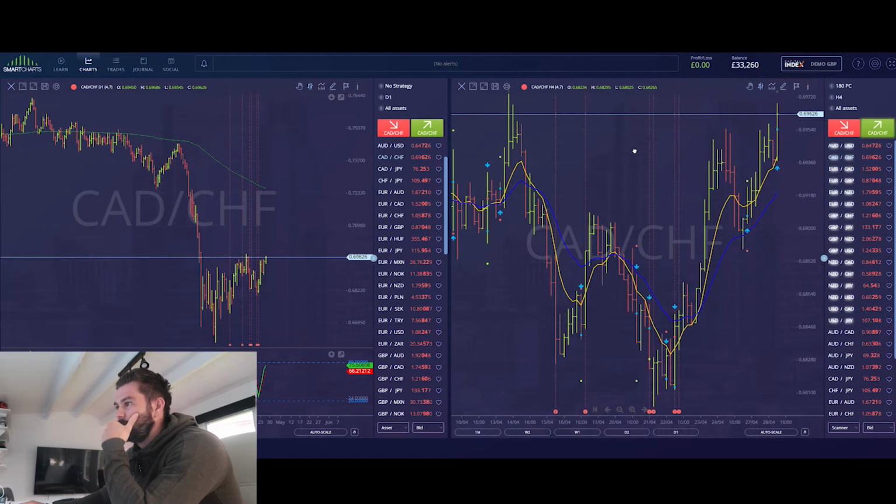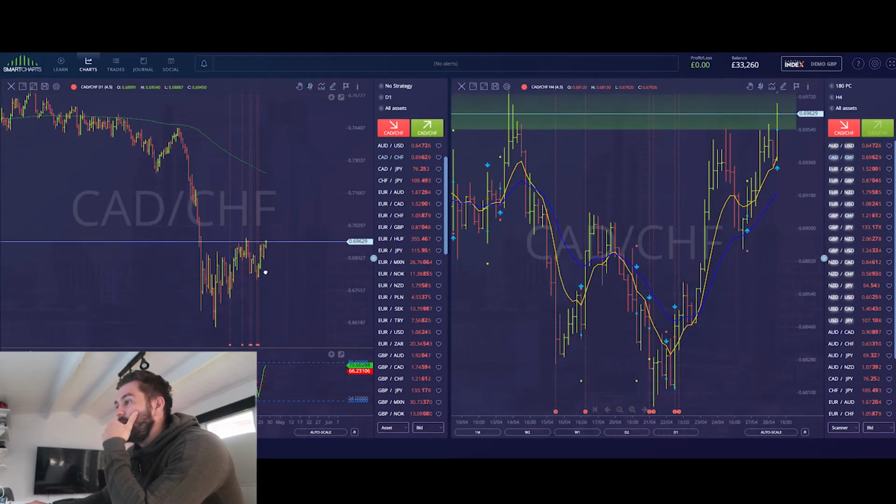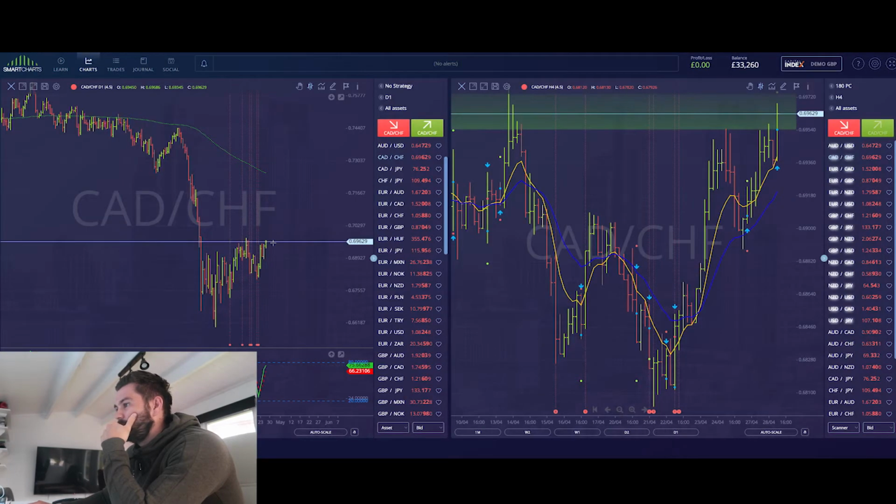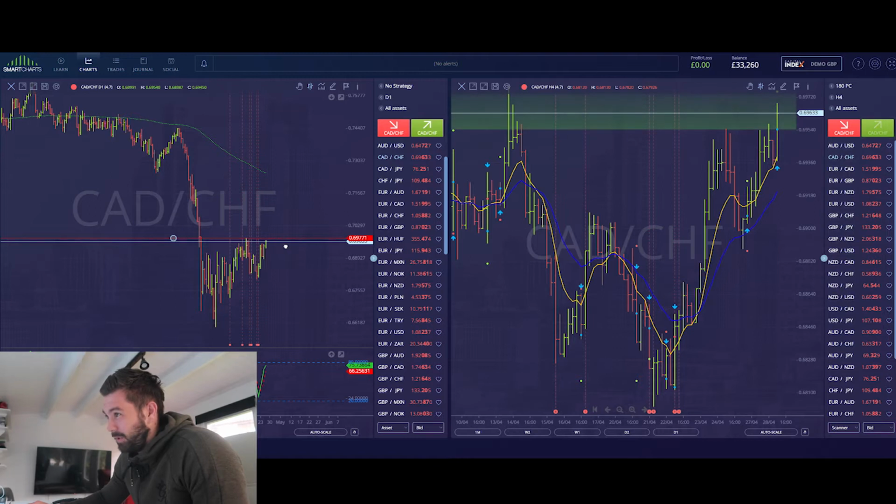CAD Swiss. Again, as you can see, it's hit the resistance line. It's basically bang on it. So same again with the CAD Swiss. It's going sideways at the moment, so if it breaks it and carries on going, great, but it could also go the opposite direction. So I just want to see where the market goes with that trade. I'm just going to leave that one alone.